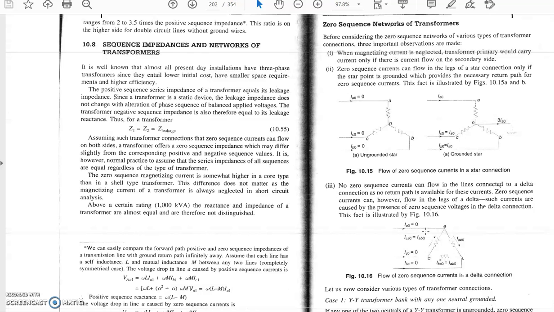We will discuss the zero sequence network of the transformer, and it totally depends on the type of connection. It depends on which type of transformer connection it is: either star-star, star-delta, star grounded with delta, or delta-delta. According to the transformer connection, the zero sequence network and zero sequence current will be produced. So we will discuss the different types of connection and take some examples.